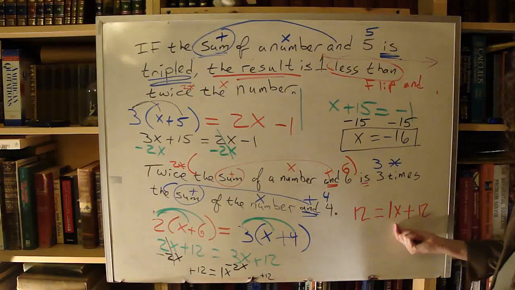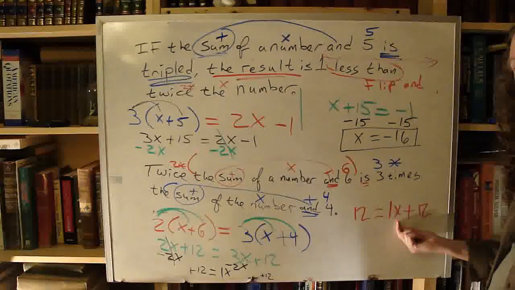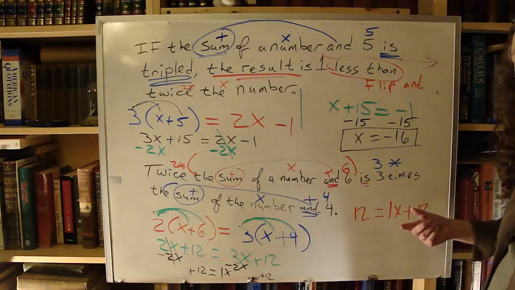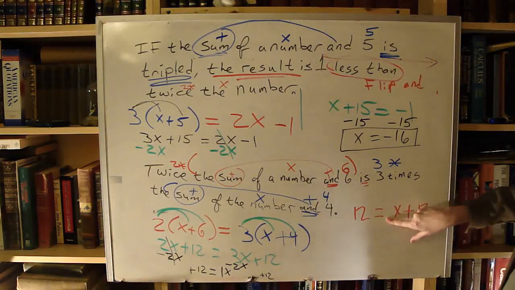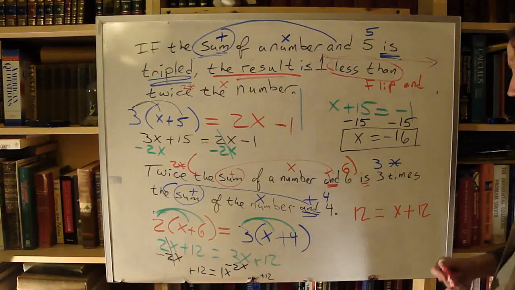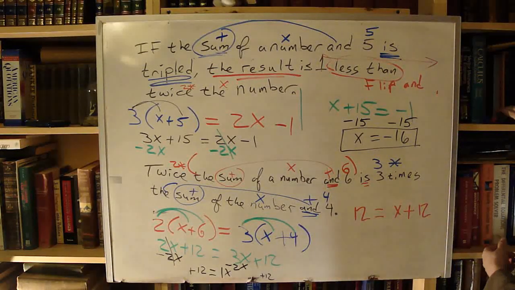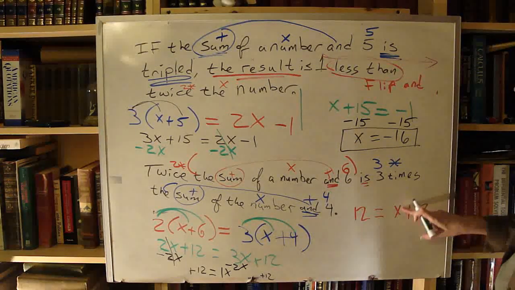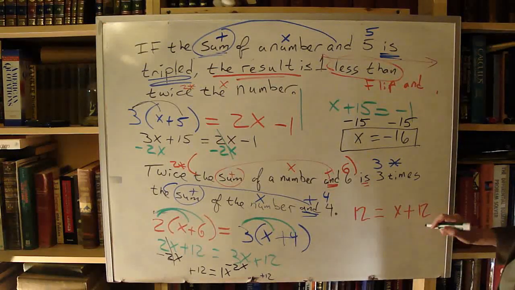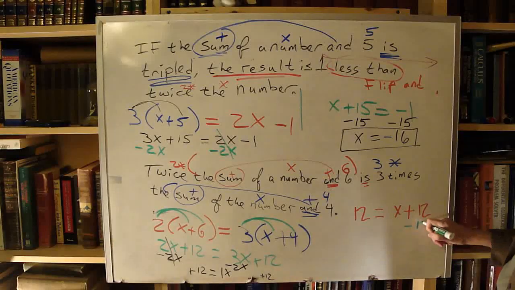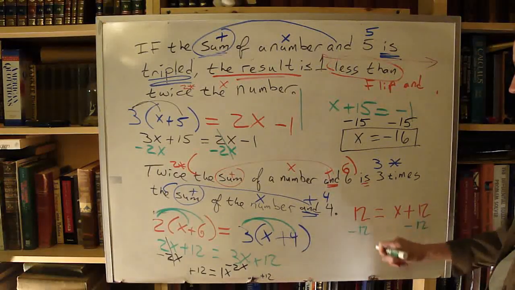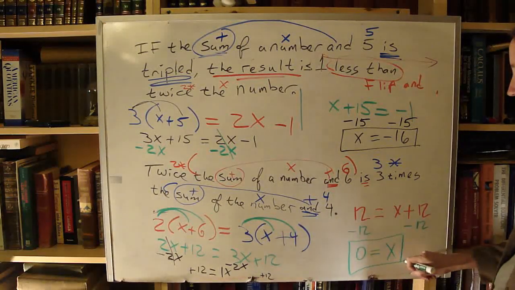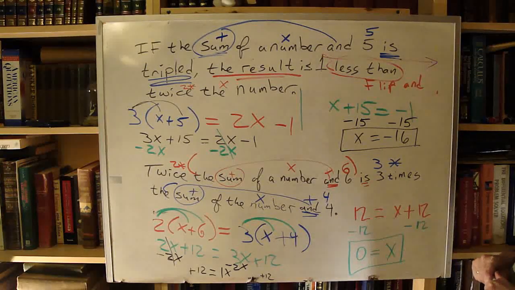Looking at this 1x here. 1 times anything is itself. So 1 times x is x, 1 times 3 is 3, 1 times 20 is 20. I don't need that 1 there, so I'm going to get rid of it. So now there's only one thing left to move to solve my problem. I have 0 equals x. And there's my answer. Finished.